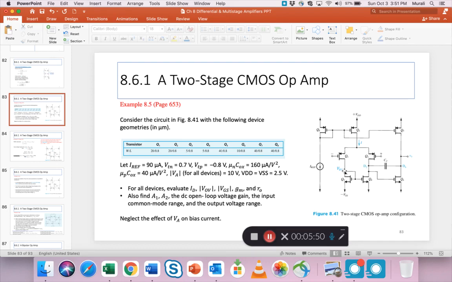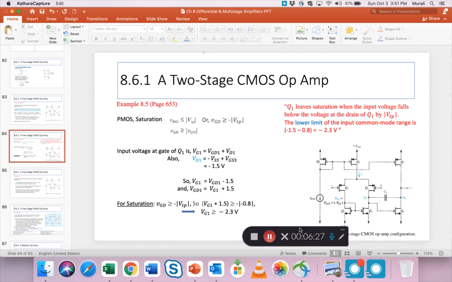Once you have VOV, you just add it to the VT. The voltage gain of the first stage, gm into ro2 in parallel with ro4, is minus 33.3. Second stage, same thing, it comes out to be minus 33.3. And the overall open loop gain, he just multiplies it and it comes out to be 61 dB. So that portion is simple.